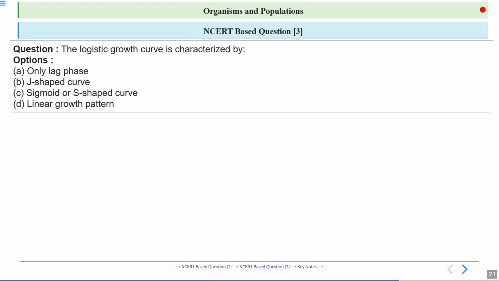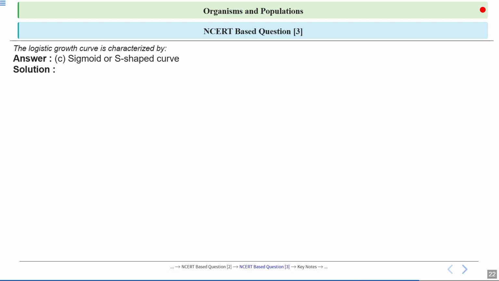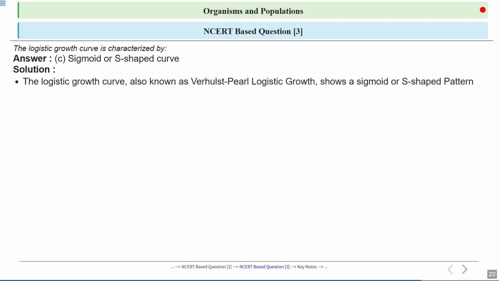The next question: the logistic growth curve is characterized by which of the options: lag phase only, J-shaped curve, sigmoidal or S-shaped curve, or linear growth pattern. What is the correct answer? Let's have a look at the answer. Option C, sigmoidal or S-shaped curve, is the right answer. This shape is significant because it reflects how populations grow in real world settings where resources are limited. The logistic growth curve is also known as the Verhulst-Pearl logistic curve, and it shows an S-shaped or sigmoidal pattern.